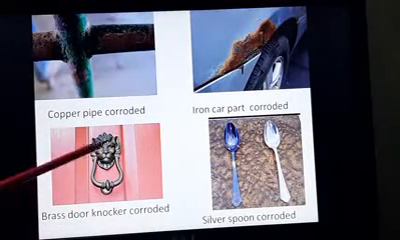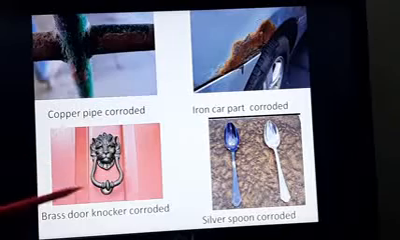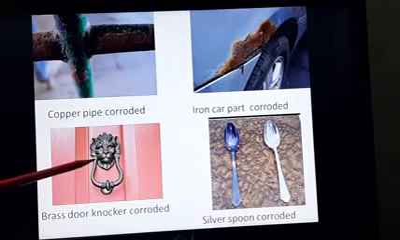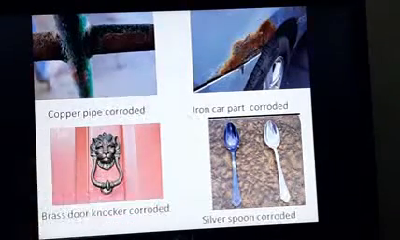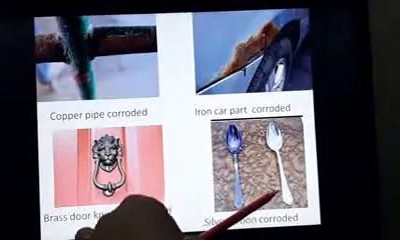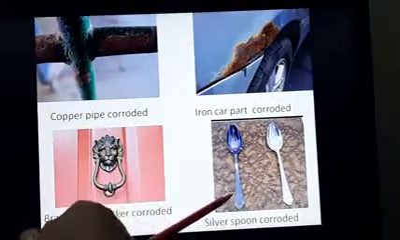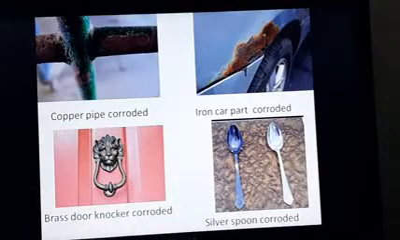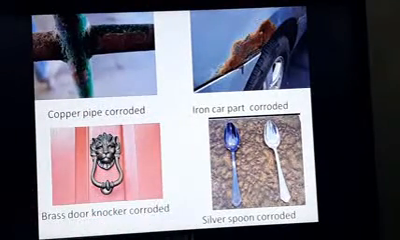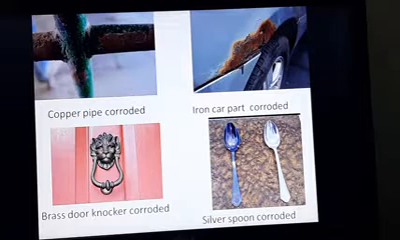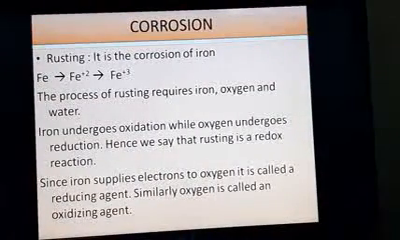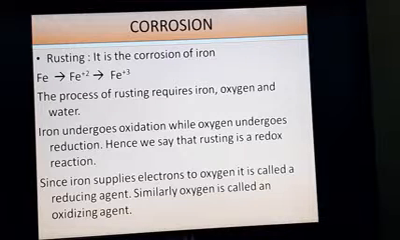Here we've got an iron part of the car being corroded. Here this is a brass door knocker, and the brass has got tarnished. And here we've got a silver spoon, what it would normally look like, and after it is tarnished or corroded, this is what it would look like. So various metals corrode when they come in contact with oxygen and moisture. So this part of the lesson deals with corrosion. And here we are going to stress on corrosion of iron or rusting of iron.